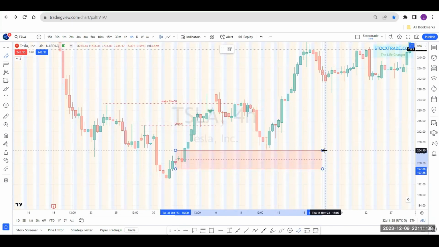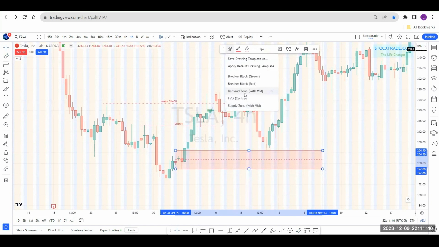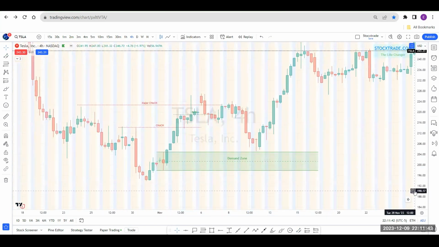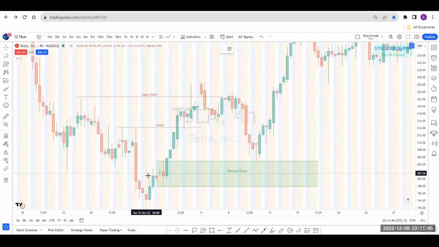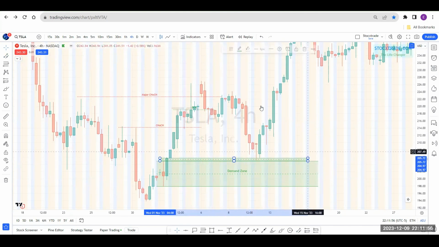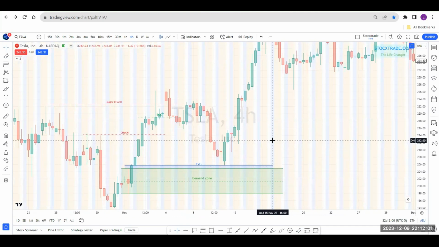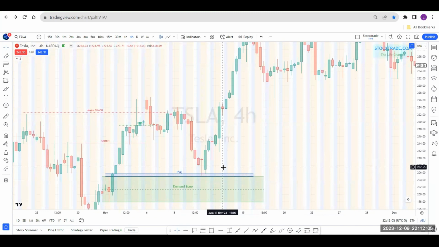Demand zone plus fair value gap. First candle, undecided, the red one. Second, green one. Third, green one. Between the first and third there is a gap. Take the trade, an options trade, at 205.66.